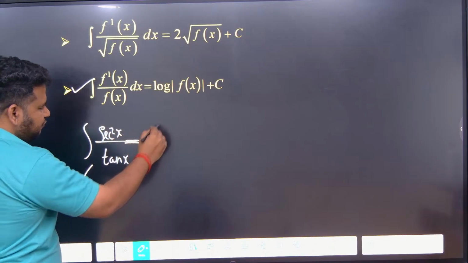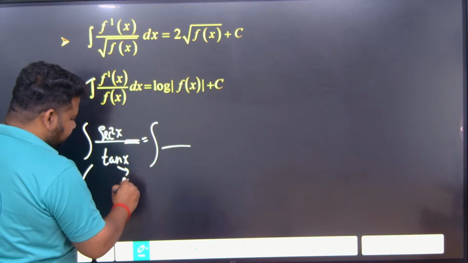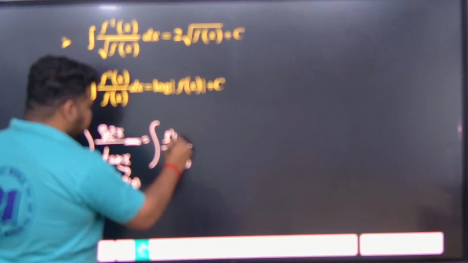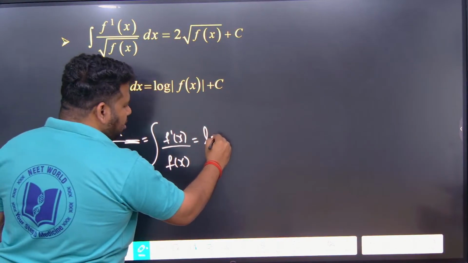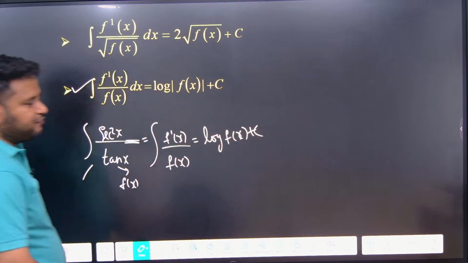So this is of the form integration of, what is this? Let tan x be the function f of x. This is f of x, and this is f dash of x. So we can write it as log f of x plus c.